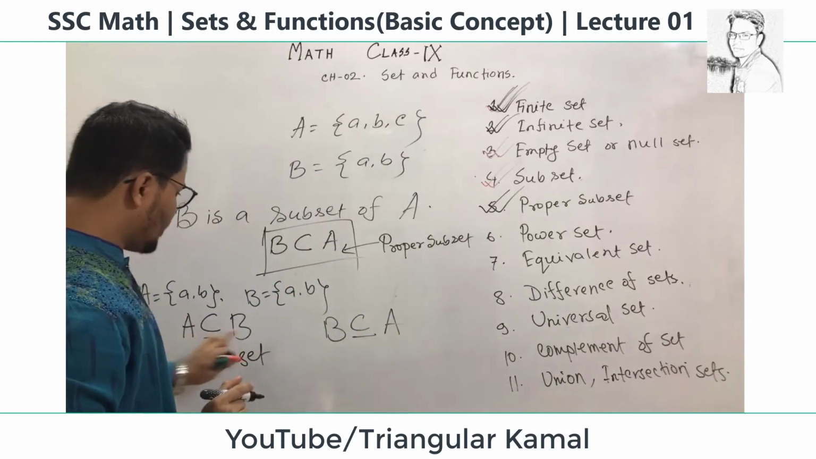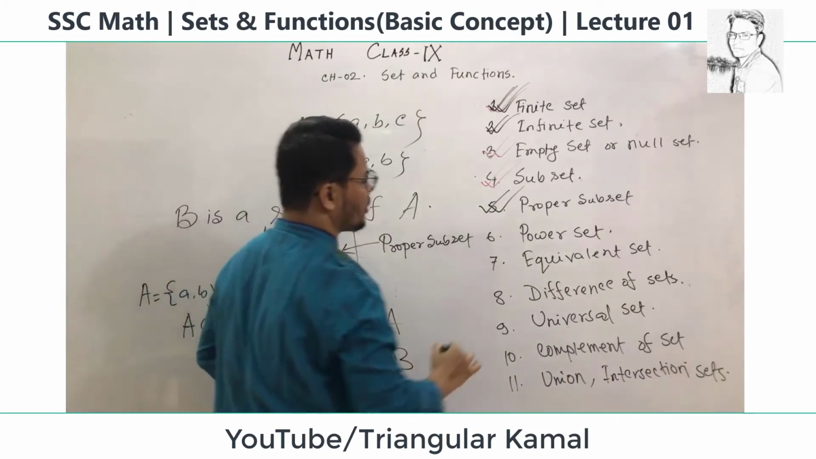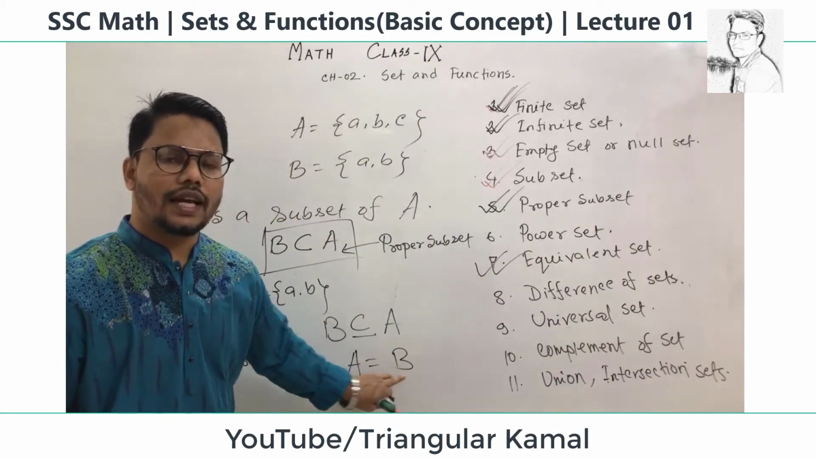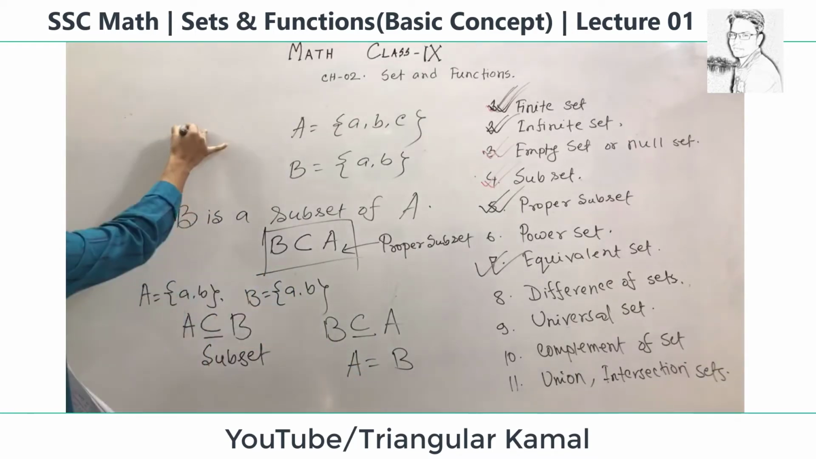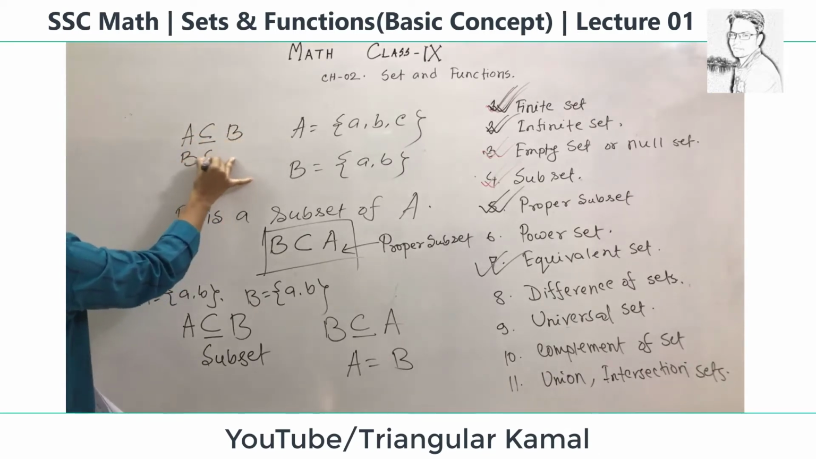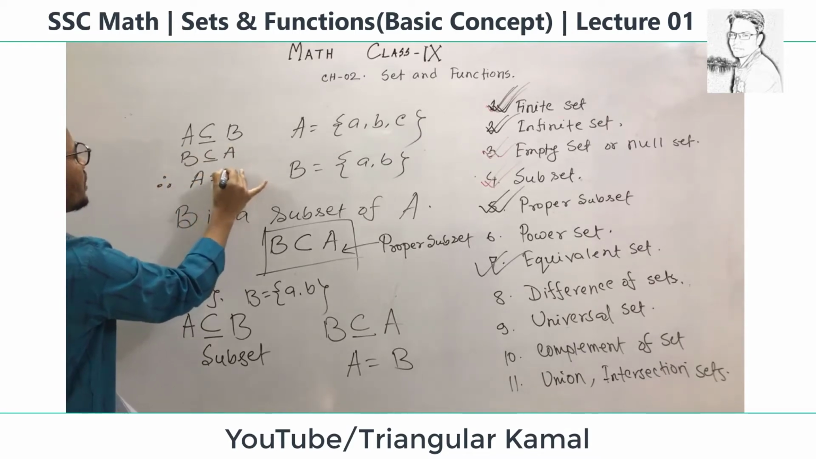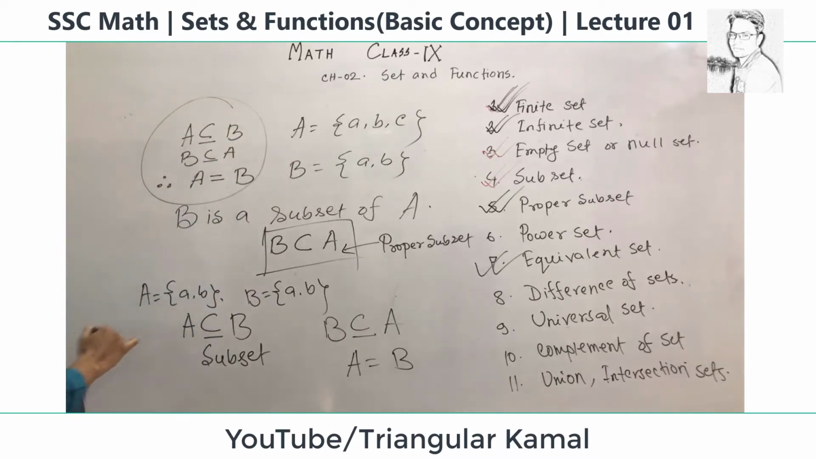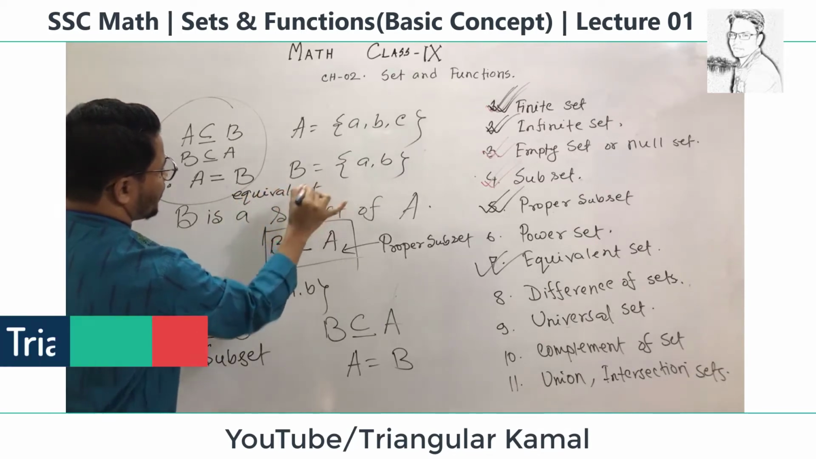But these two conditions together indicate that A equals B. This is called the equivalent set. The elements of both sets will be the same. In case of a set condition, you have to show that A is a subset of B and B is a subset of A, then we can say A is equivalent to the set B. So this is called the equivalent set.